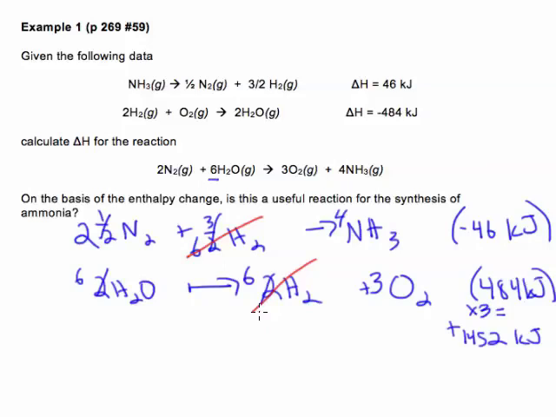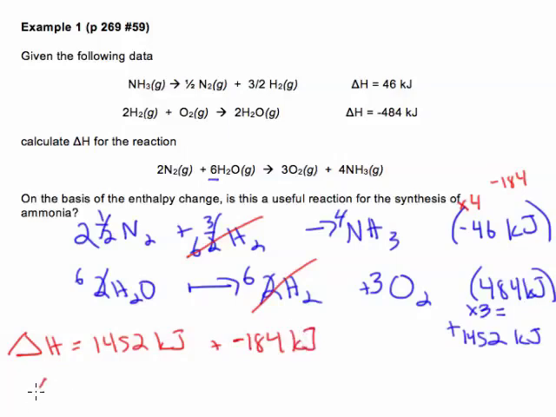If we're finding our delta H, we have to add it up. I forgot to multiply this by 4. So that will give you negative 184. The change in enthalpy for the entire reaction is 1452 kilojoules plus negative 184. This gives us 1,268 kilojoules.